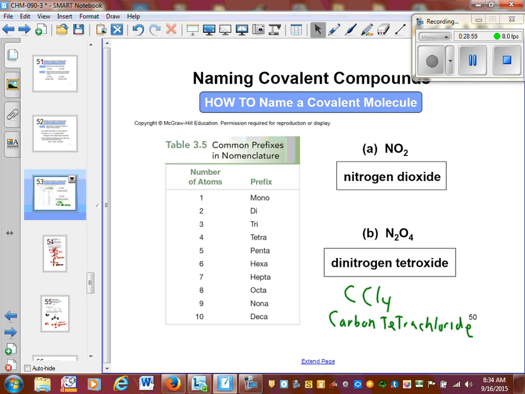CCl4, carbon tetrachloride, which is what they used to use to do dry cleaning with until they found out it was carcinogenic. So they replaced it with a different chlorinated hydrocarbon, which is also carcinogenic, but not as carcinogenic as carbon tetrachloride. I don't dry clean. It's carcinogenic. Unless you find one that uses supercritical CO2. But no, we're good. So let's do a couple.